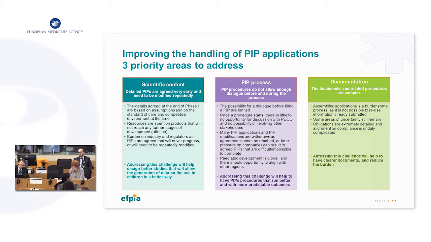Some areas of uncertainty remain. We still have discussion about the scope of the PIP, condition, indication, MedDRA, etc. We still don't have clarity on things like that. And the obligations, those key binding elements, are extremely detailed, and actually showing that we've complied with them can be really quite tricky. So addressing this challenge will help to have clearer documents and decrease the general burden.